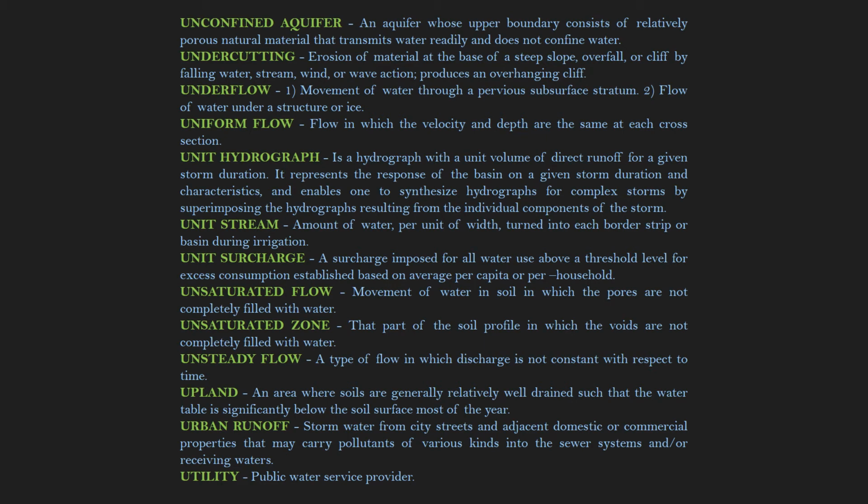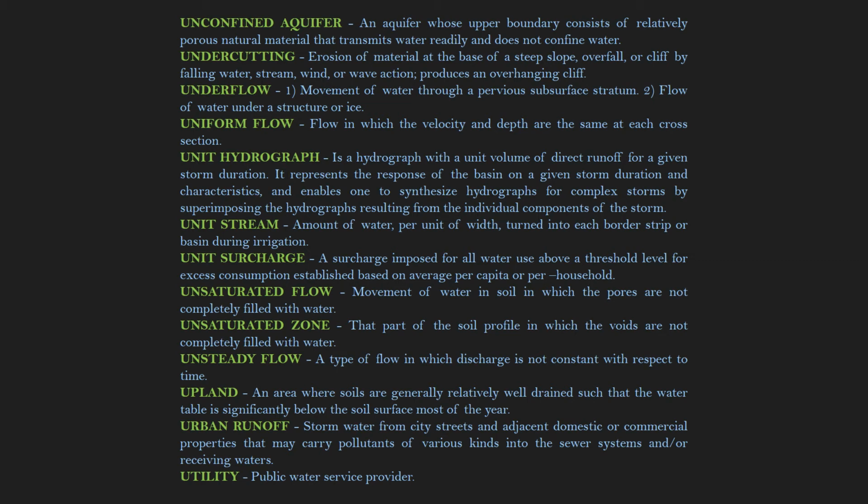It represents the response of the basin on a given storm duration and characteristics, and enables one to synthesize hydrographs for complex storms by superimposing the hydrographs resulting from the individual components of the storm. Unit stream, amount of water per unit of width turned into each border strip or basin during irrigation.